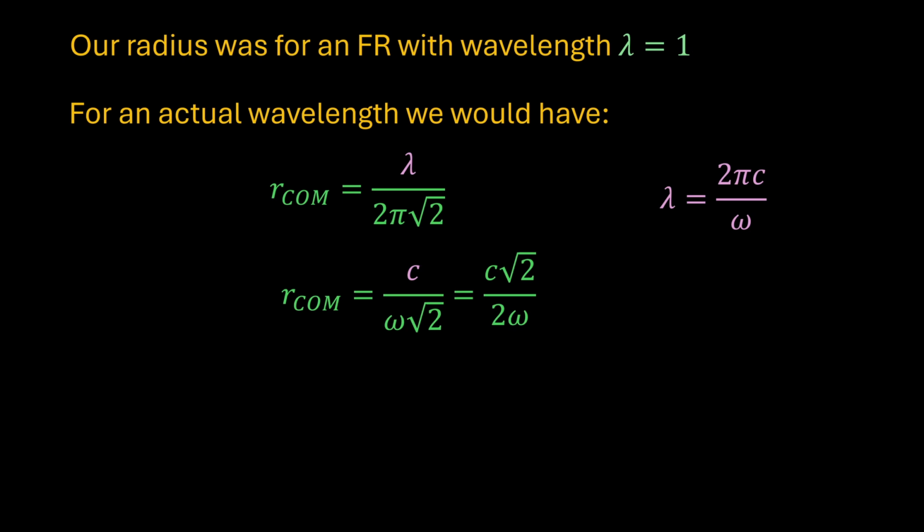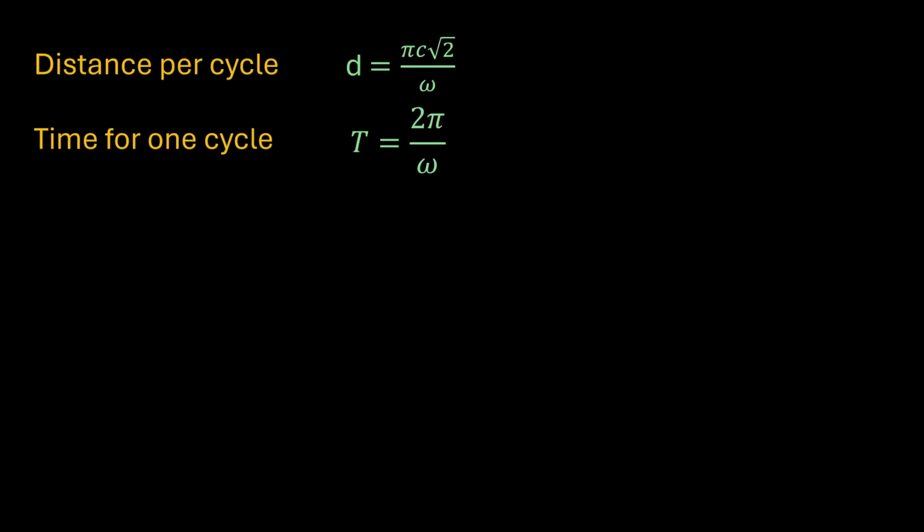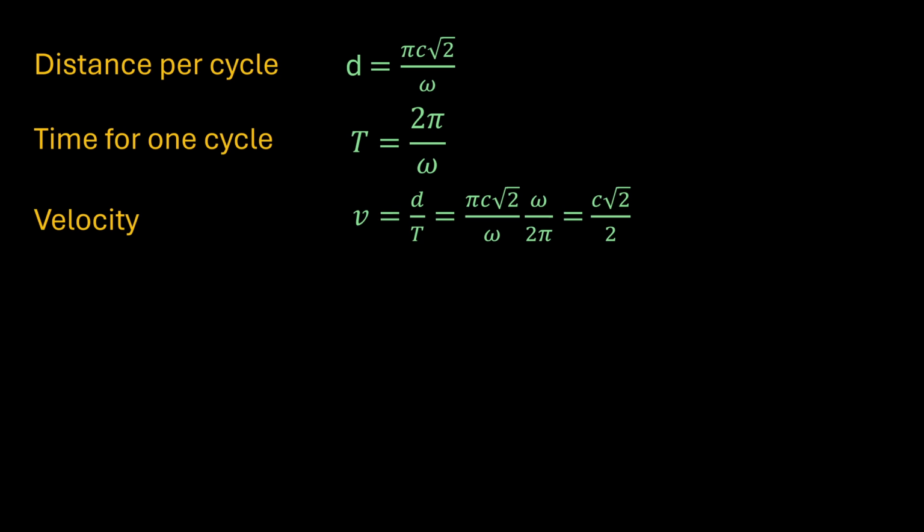The distance covered by the centre of mass in one cycle is just 2 pi times this radius, and the time taken for one cycle is 2 pi over omega. So we have the velocity as the distance over the time, which after cancellation is c times root 2 over 2.